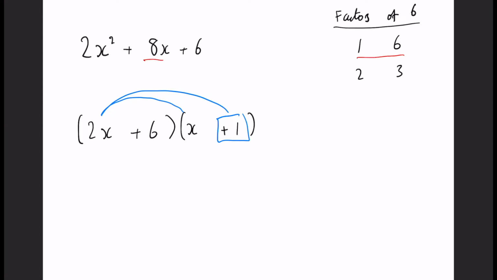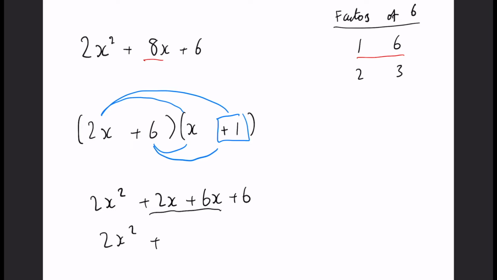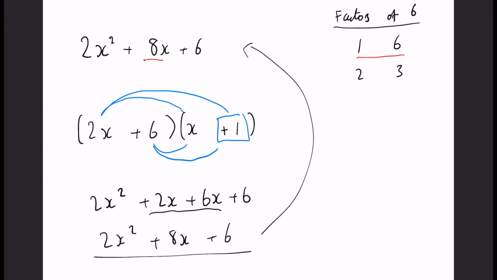Now you can see quickly, if we were to expand this out, so I'll draw the other claw on as well. 2x multiplied by x, we have 2x squared. 2x multiplied by 1 is going to be plus 2x. And then the bottom claw, we've got plus 6x and plus 6. If we simplify this down by collecting these terms here, 2x squared plus 8x plus 6 is going to be our final answer. And you can see that takes us back up to here. So that must be correct.